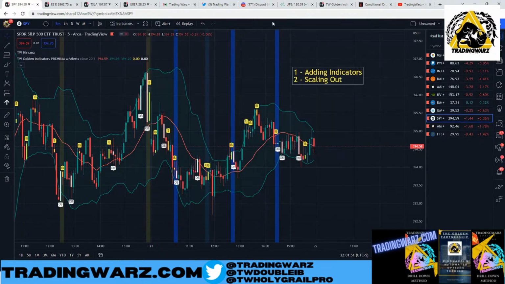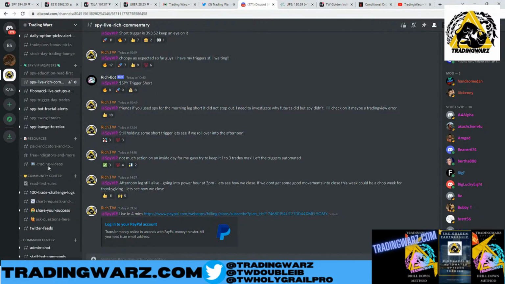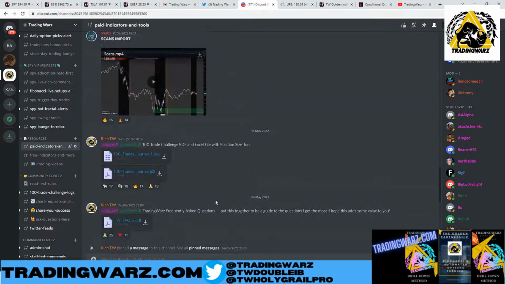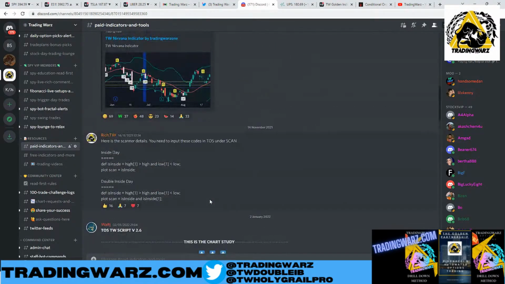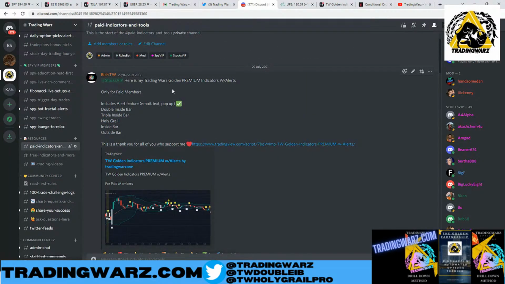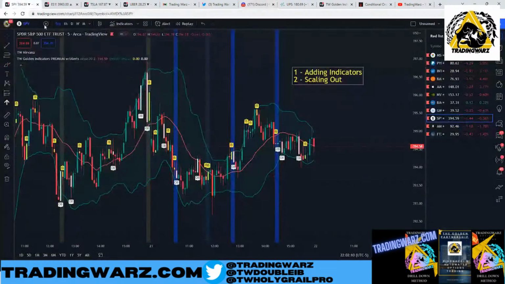And if you're in the Discord and you want the premium indicators, they're going to be under paid indicators and tools. And you'll see right here, we have the Nirvana and the Golden Indicator Premium. The premium ones have alerts. They can send to your phone, send to your dog, send to whoever you want. All right, so there we go. That is that quick question on adding indicators.